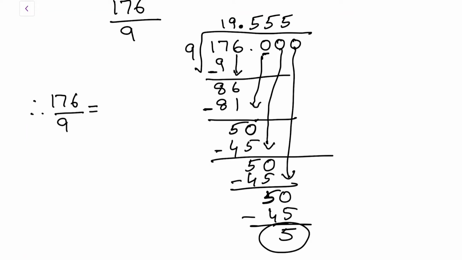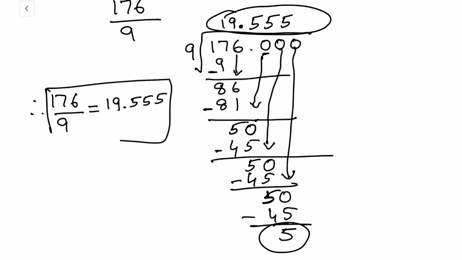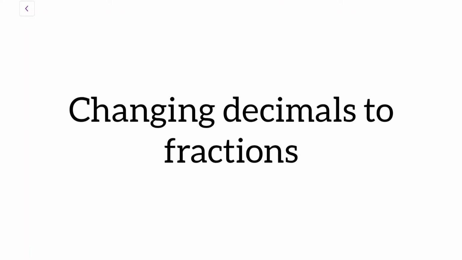176 by 9 can be written as, what is the decimal form for this? It's 19.555. This one. That is your answer. This is how you can change fractions to decimals. Now let's look at how we can change decimals to fractions. In fact, you have learned this also in your previous grades, but let's quickly recollect what we have learned.